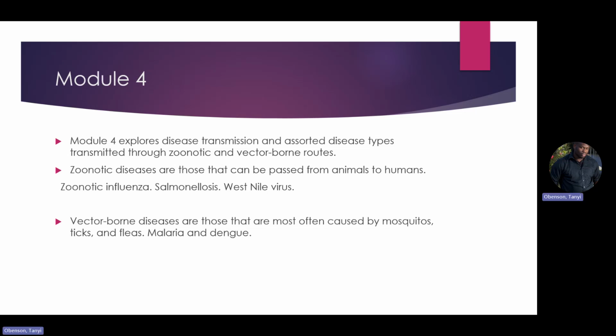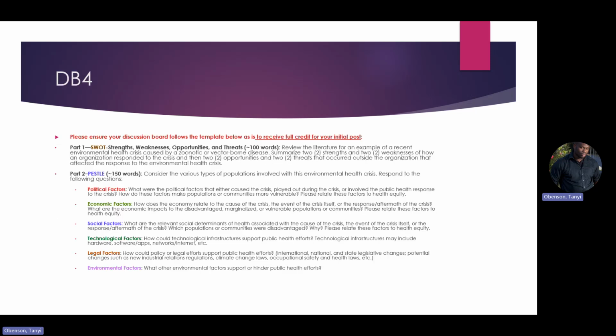Module 4 explores disease transmission and assorted disease types transmitted through zoonotic diseases and vector-borne routes. So zoonotic diseases pass from animals to humans, like flu, salmonella, West Nile virus, while vector-borne diseases are from insects and mosquitoes, so things like malaria and dengue fever.